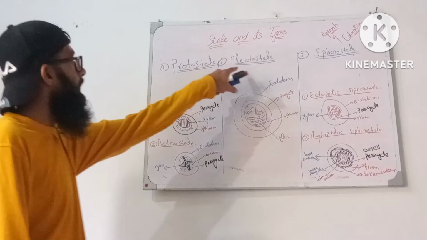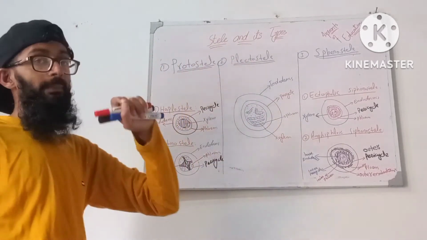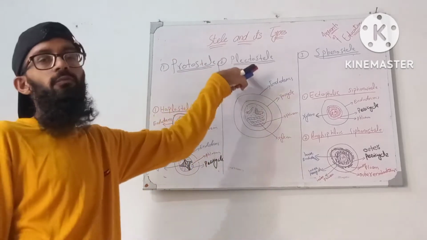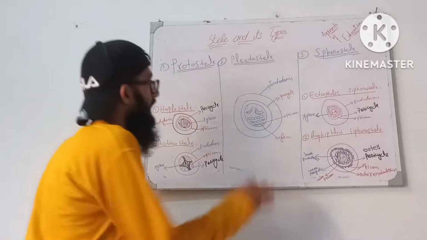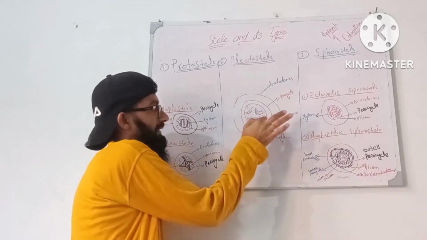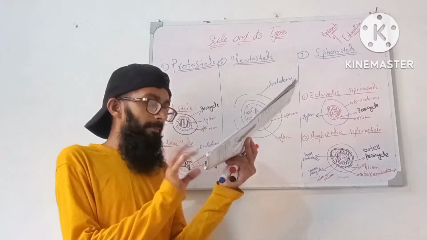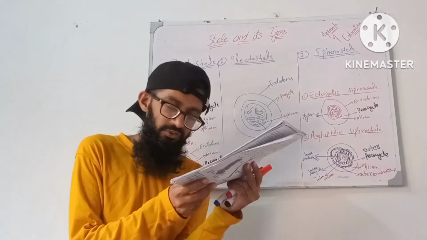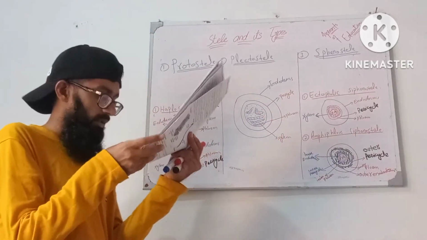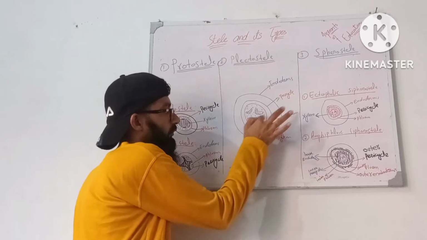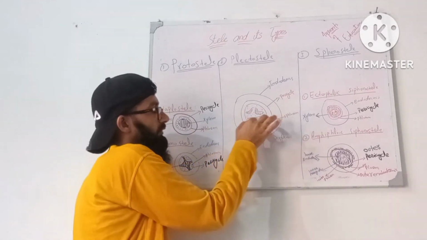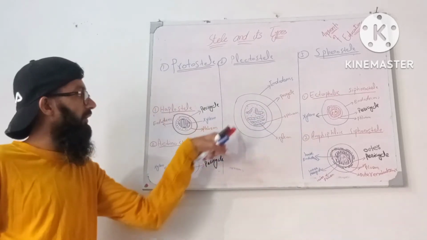Now we see the next type of stele, that is plectostele. Keep in mind that the word plecto means it is related to plates. In this, the xylem forms several plates, and the phloem is present within these plates. In plectostele, the xylem forms several plates that lie parallel to each other, present parallel to one another among the phloem elements, as you can see here with the help of the diagram.